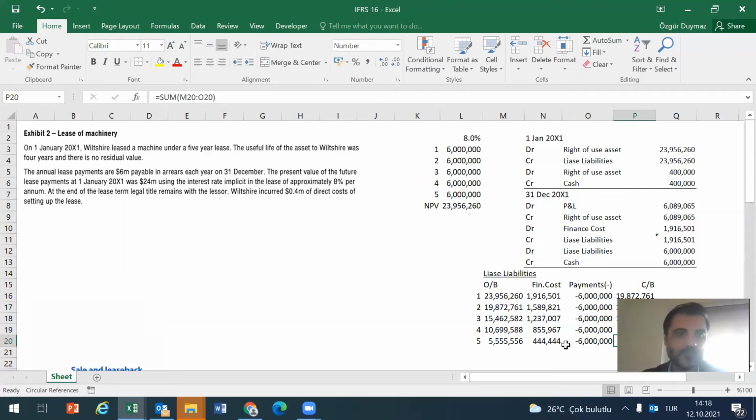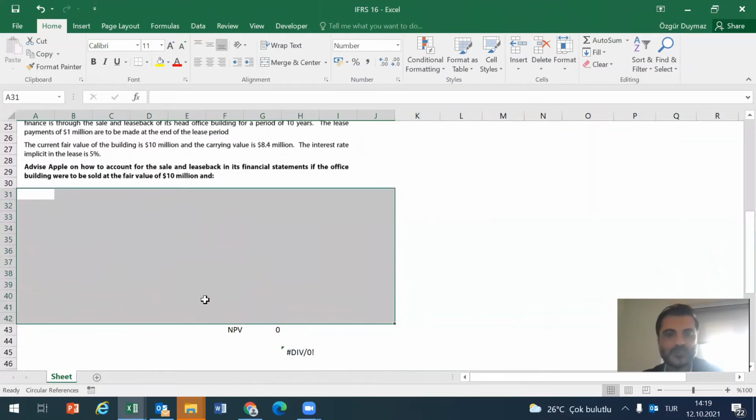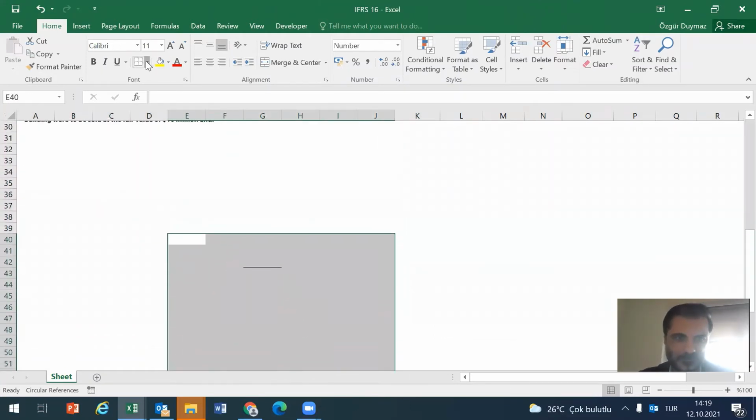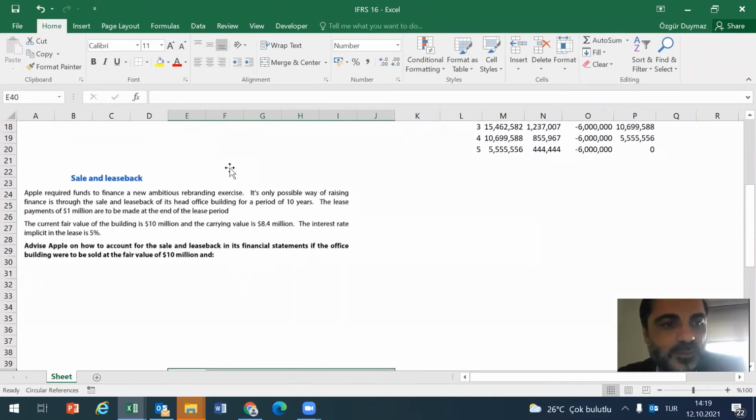Okay, let's jump to another question. Leaseback. This is more complicated than the previous one. In this scenario, the company Apple needs funds, and to finance itself, the company has a building already in use. The company is selling its maybe head office building, yes, and at the same time, the company is leasing it back in order to use it for its operation.